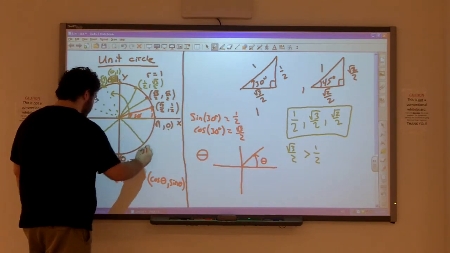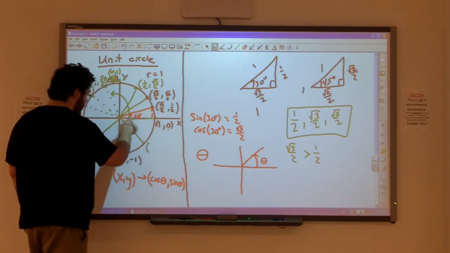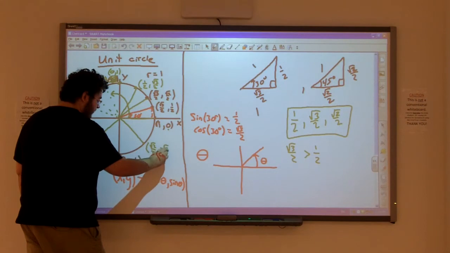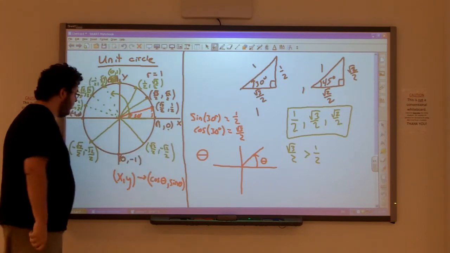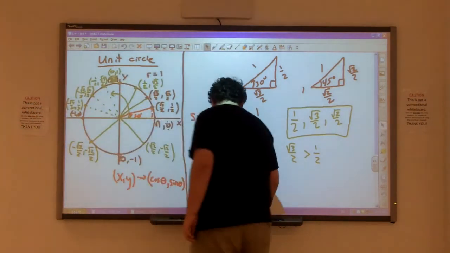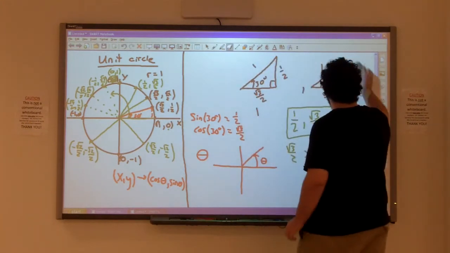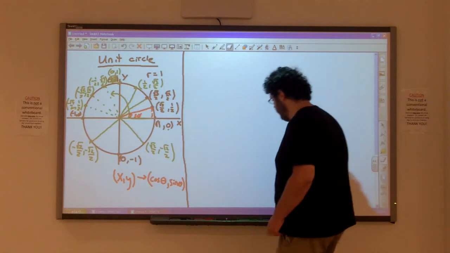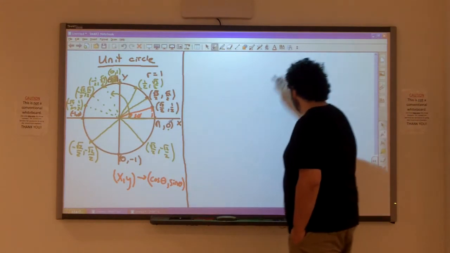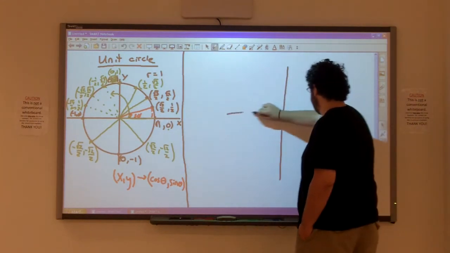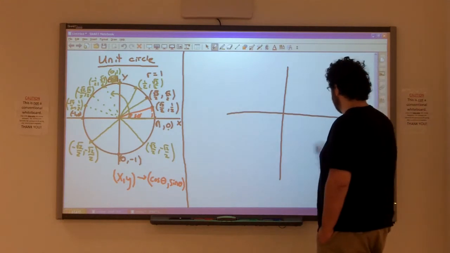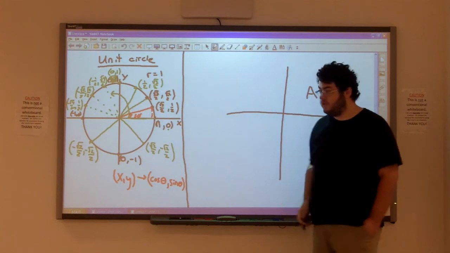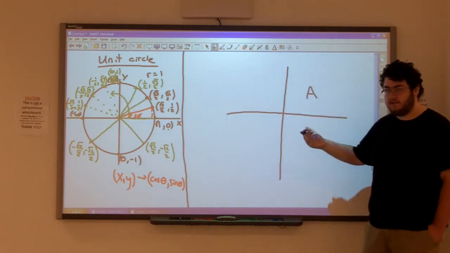And over here, we have the cosine is positive, and the sine is negative. So, it's easy to keep track of which values are going to be positive and negative based off of which quadrant you're in. So if you have your angle in this quadrant, sine and cosine, and therefore tangent, will all be positive.